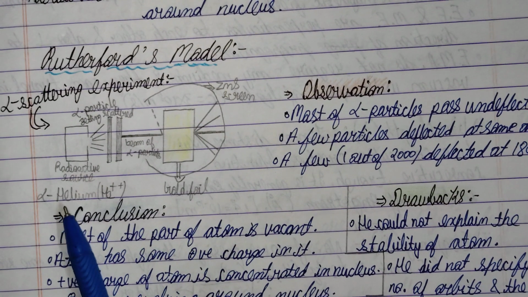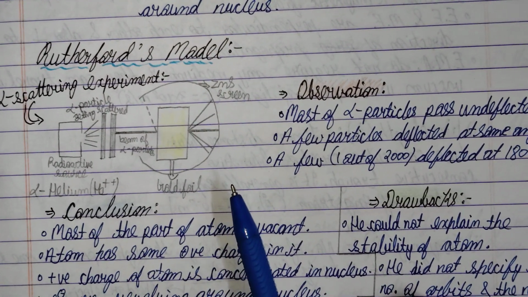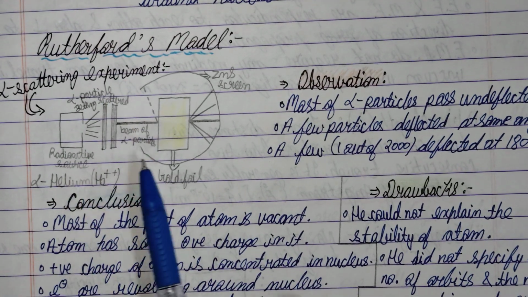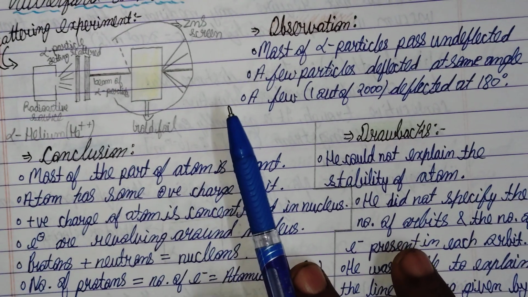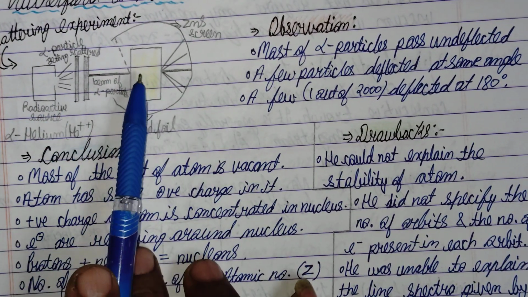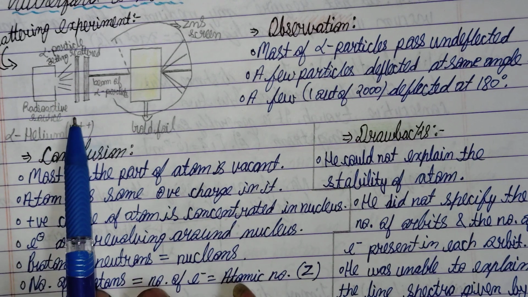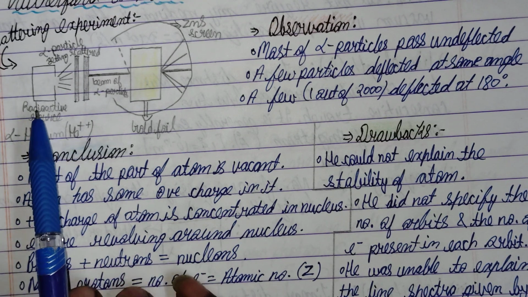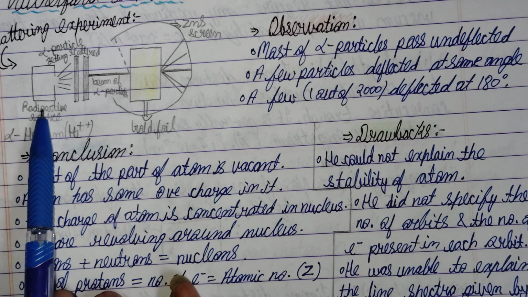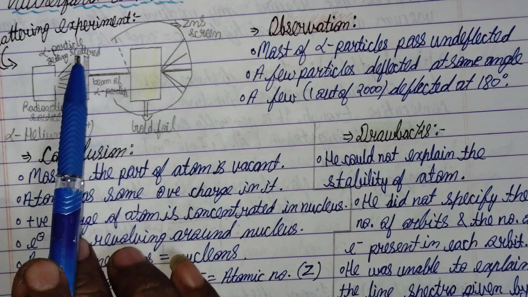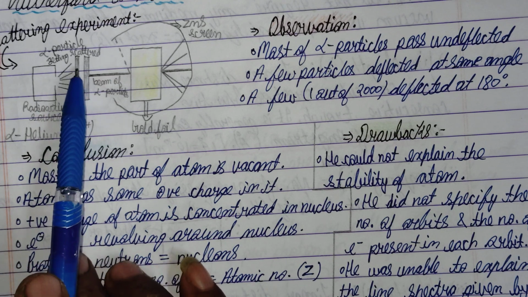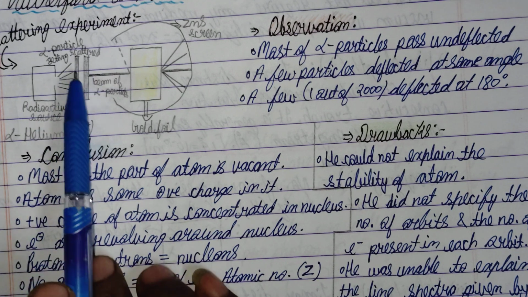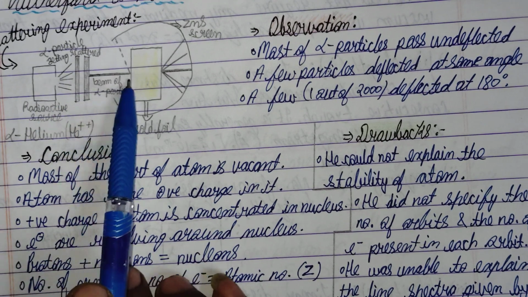The second model is the Rutherford model. The Rutherford model is explained by the alpha scattering experiment. In this experiment, there is a diagram. This is the experimental setup: a radioactive source, and alpha particles getting scattered. There is a filter, and then a beam of alpha particles.